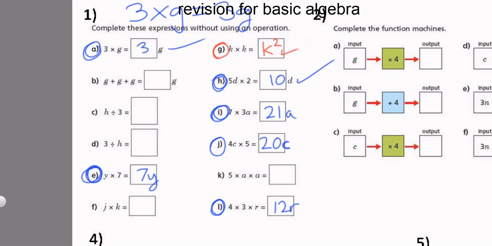Right, let's go for question K. Look at that there, a times a, it's obviously a squared, which is very similar to this question over here. Remember, k times k was k squared. So over here, a times a is a squared. Don't forget the 5. Don't forget that 5 over there. It goes right there.